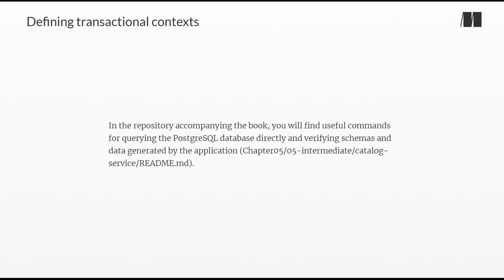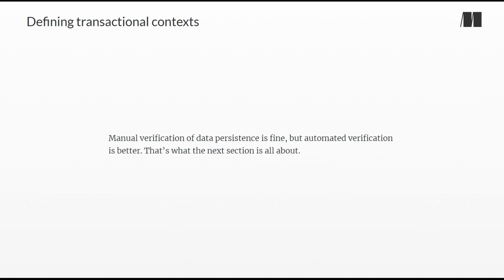Tip: in the repository accompanying the book, you will find useful commands for querying the PostgreSQL database directly and verifying schemas and data generated by the application, Chapter05/05-intermediate/catalog-service/README.md. Manual verification of data persistence is fine, but automated verification is better. That's what the next section is all about.